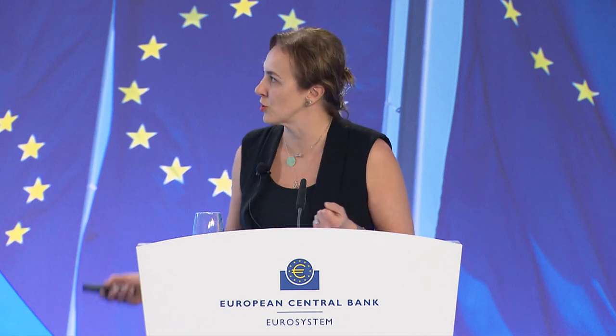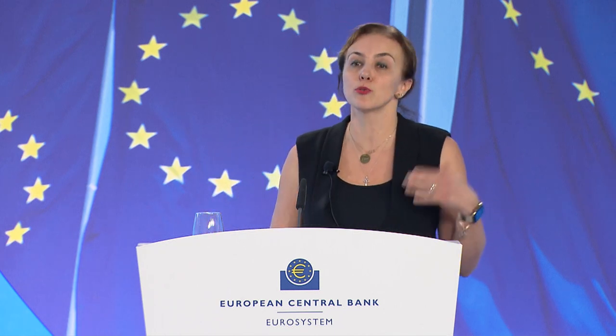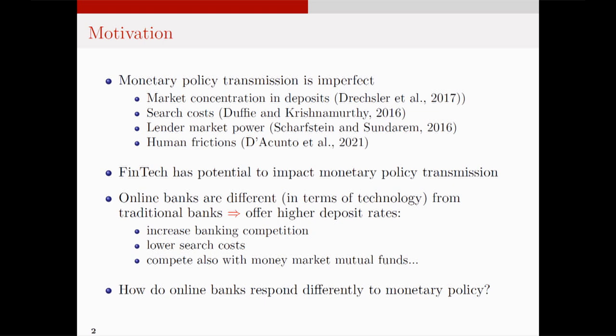So what do we do in this paper? We argue that there is another factor that we should think about when we think about interest rate pass-through, and it's the effect of fintech, which has changed commercial banking tremendously, and we believe that it has the potential to impact monetary policy transmission. What am I talking about here? I'm talking about, as I said before, banks that fully or mostly operate online. They cater to different types of depositors, or they do their business in a different way. They certainly increase banking competition. They lower search costs for customers because customers can move their money online very easily. And if you think about their business, perhaps instead of competing with traditional brick and mortar banks, they compete more with money market mutual funds.